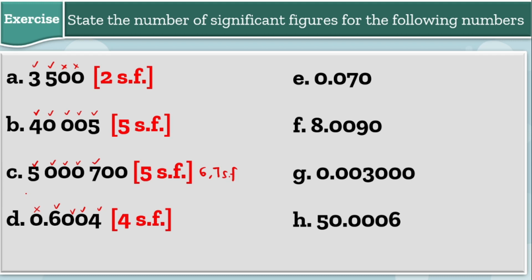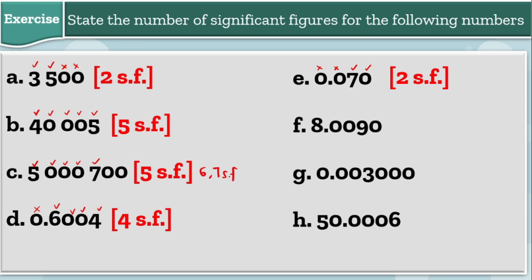For the question E, 0.070. So we count this, this is not counted. It is 1 and 2. Even though this is a 0, it is at the end of the decimal, so it is counted as a significant figure. So altogether, there are 2 significant figures.